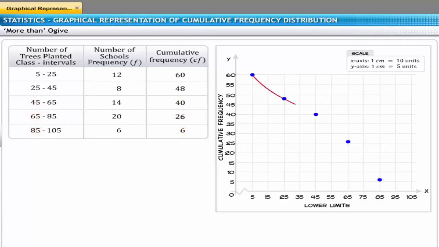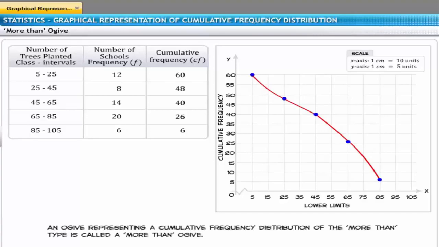Finally, we'll draw a smooth curve to join all the points marked on the graph. This curve is a cumulative frequency curve, or ogive. Since in this case, the ogive represents a cumulative frequency distribution of the more than type, it is called a more than ogive.